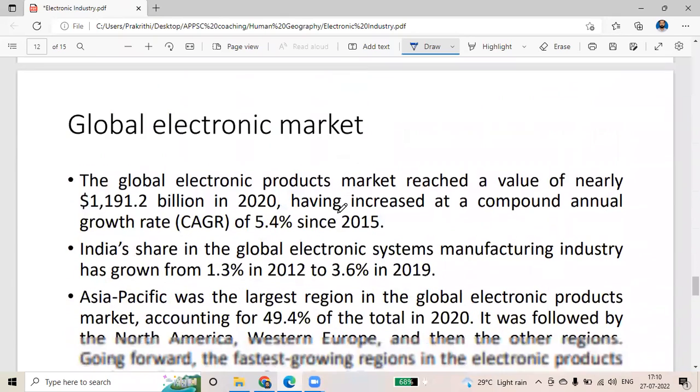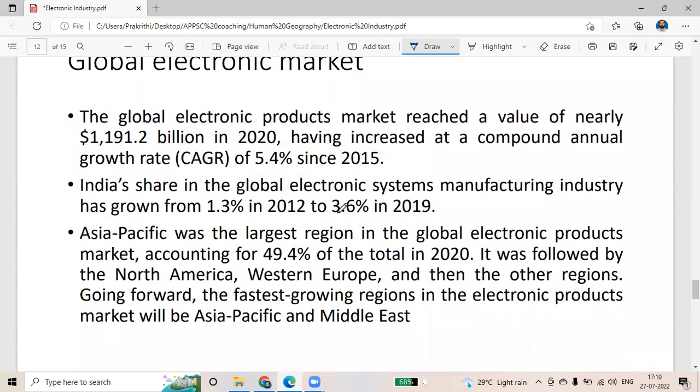Now we can go to the global market. In global market, we know, global market में like the India, this is also a recent growth. 1950 के बाद ही this electronic industry का boom हो गया है. Not only in India but most of the world.